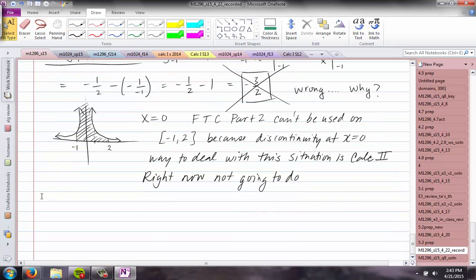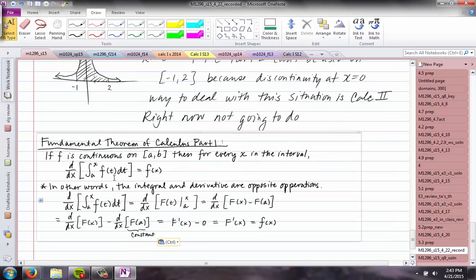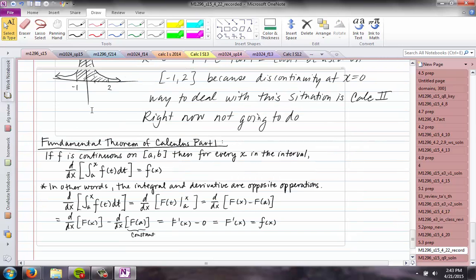Alright, so the last thing we're going to talk about in this section is the fundamental theorem of calculus part 1. It says if f is continuous on the closed interval from a to b, then for every x in the interval, the derivative with respect to x of the integral from a to x of f of t dt is equal to f of x. So it's easy to get bogged down in the notation here, but if you look at this globally, we're taking the derivative of an integral, and we have a dummy variable t to deal with the notation, and we get back to f of x.